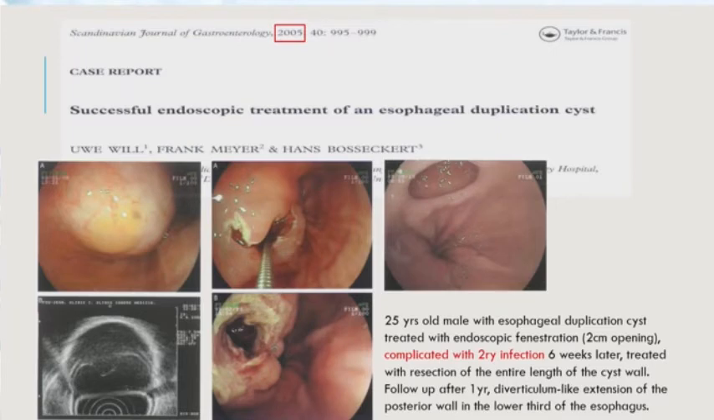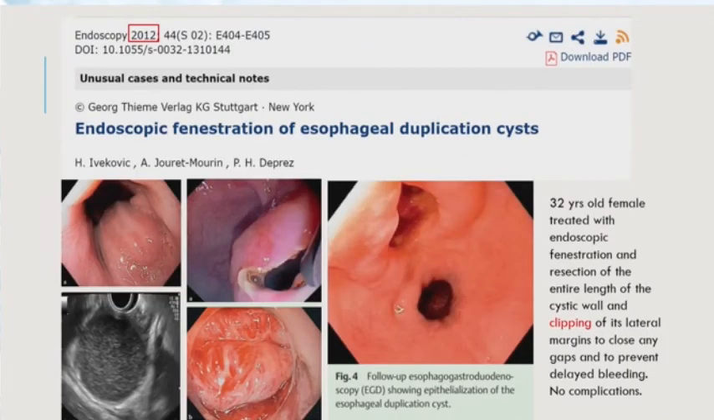These are some of the case reports. This is an esophageal duplication cyst managed by endoscopic fenestration. And this is one which was complicated by secondary infection. Then a second look and second intervention was done 6 weeks later, and this is the healed site of the duplication cyst.